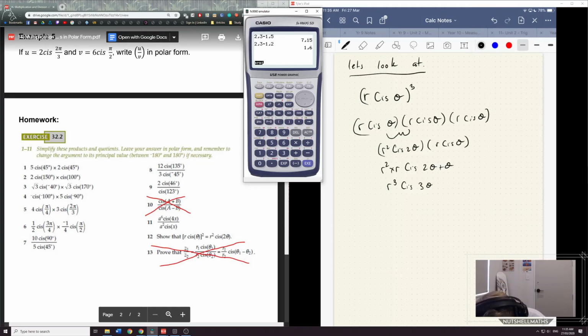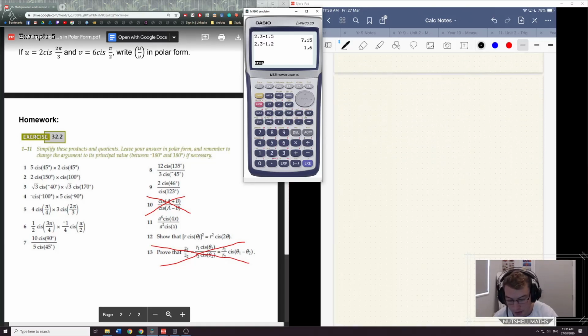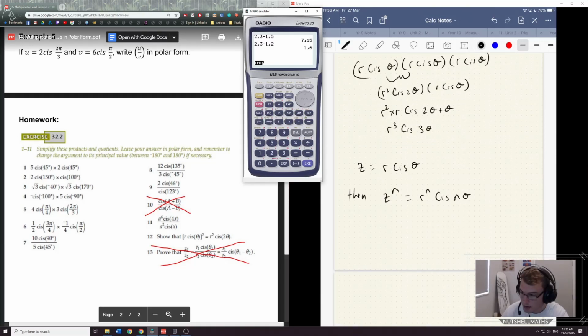So you can see that if we let z equal r cis theta, then z to the power of n, any number, is going to equal r to the n cis n theta. And that is de Moivre's theorem. And hence, any question that involves powers, you could do at the drop of a hat.